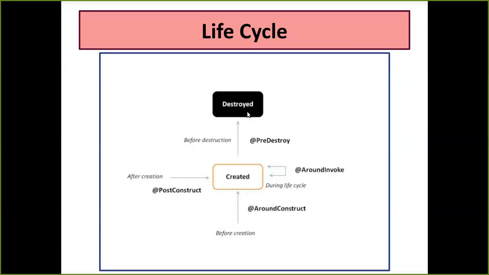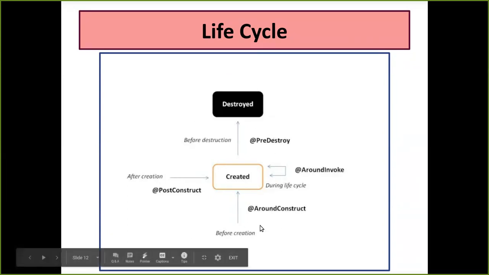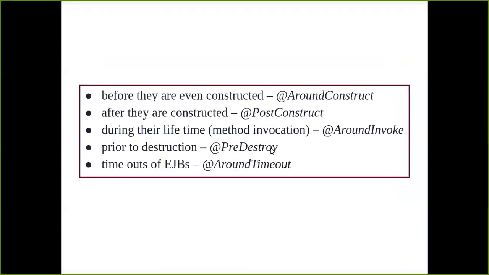And then lastly comes your pre-destroy. After all these things happen, creation and the invocation, you'll have a pre-destroy, that is your Java garbage collection. Now before the methods are constructed, if you want to have the creation, then you can have @AroundConstruct. Once it is constructed, you need to execute the business logic, then you can have @PostConstruct. If you want to have a method invocation, you can go with the around invoke method. If you want garbage collection, go with the pre-destroy. If you want to set a timeout for the EJB, then we can have @Timeout.